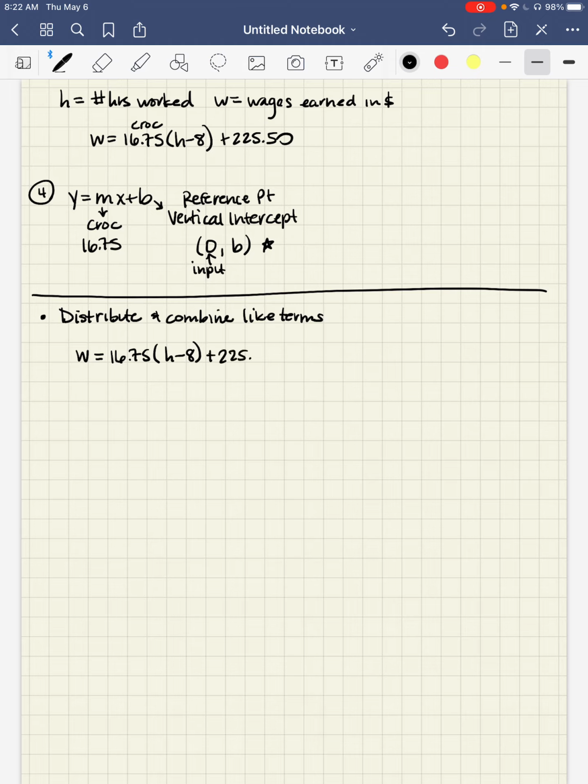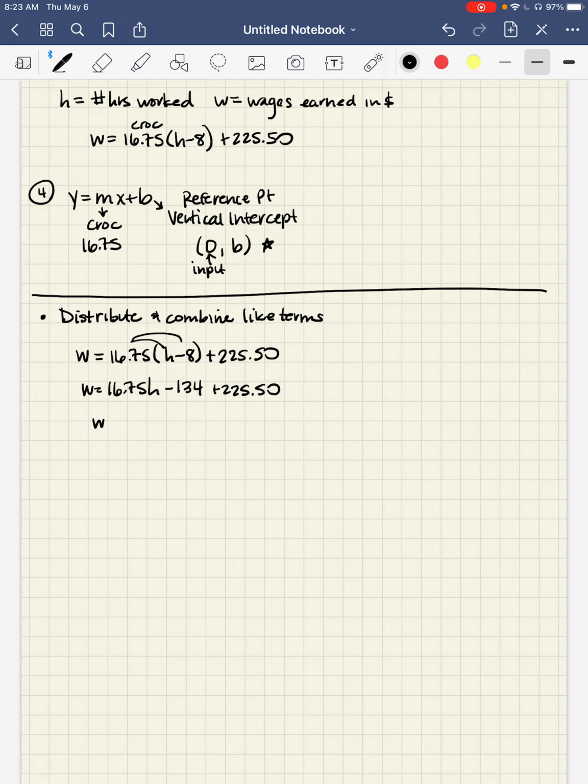So when I distribute, I need to distribute this 16.75 and multiply it by h, and also by the -8, which is probably the easiest way to think of it. So when I do that, I'm going to write W equals 16.75h. And then I need to do 16.75, and like I said, I would do it times -8 just so I don't lose that negative sign. And when you do that, you get -134, and that's where Candy lost it. She just said a positive 134, so it's really easy to make a mistake there. And then I need to add the 225.50.